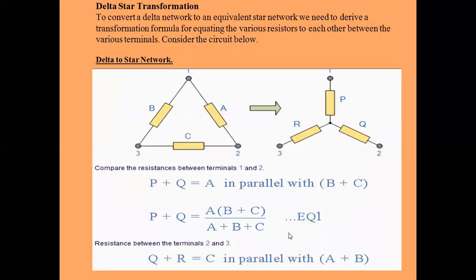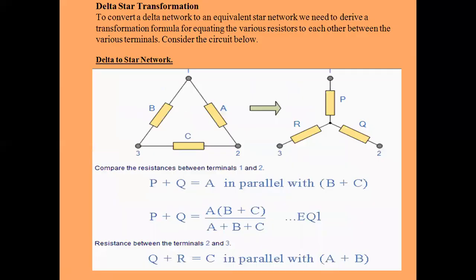So come to this diagram, this is the P. The value of P is always equal to AB upon A plus B plus C. Now P is connected to terminal 1. Come to the delta connection. So here, which resistances are connected to terminal 1? A and B. So these A into B will be in the numerator, and the sum of all, A plus B plus C, goes to the denominator. So P is always equal to AB upon A plus B plus C.